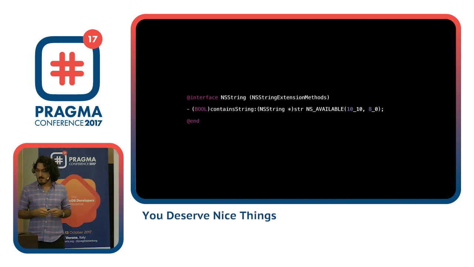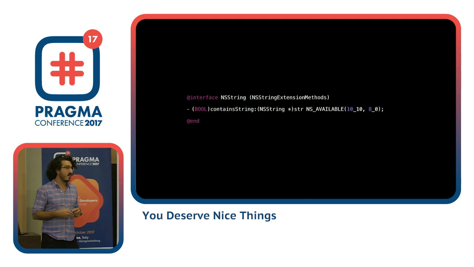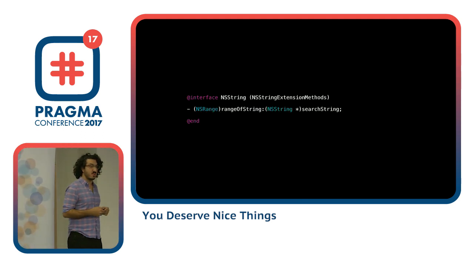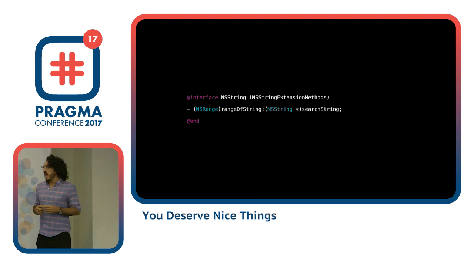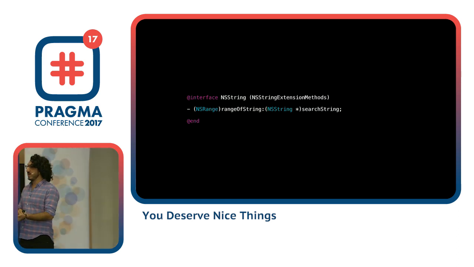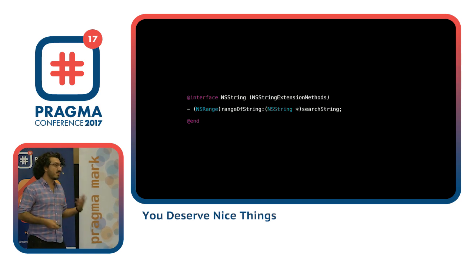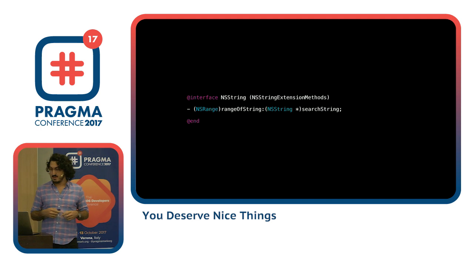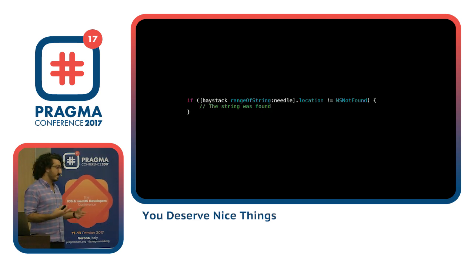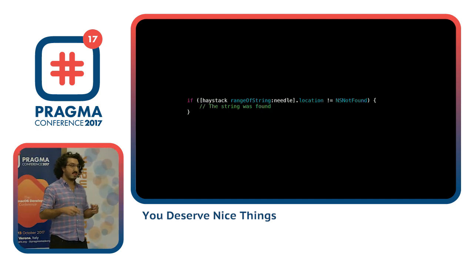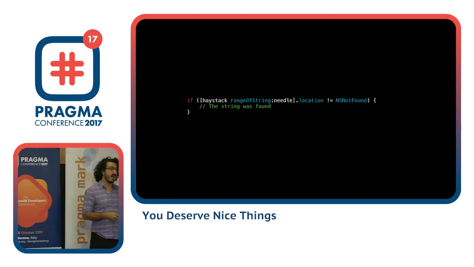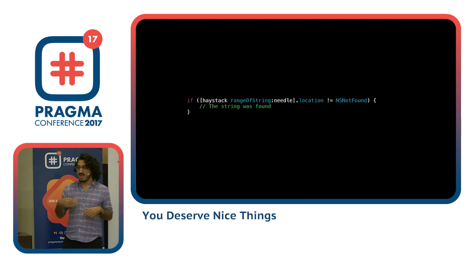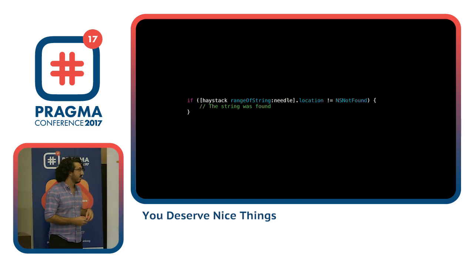And the way we used to do this, before we had containsString, is we used this other function. It was called rangeOfString. Instead of returning a Boolean, rangeOfString returns a range. And you can use this range to do lots of interesting things, including checking for containment. So if you wanted to check for containment, here's how you would do it. You have a haystack, and you're looking for a needle. So you'd write haystack rangeOfString needle .location != NSNotFound.